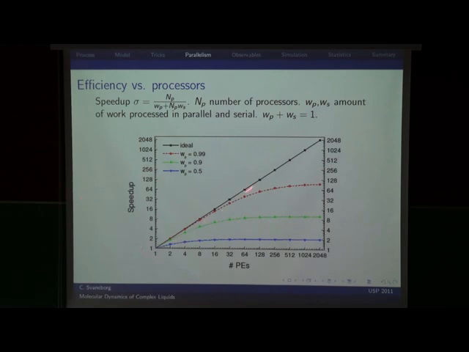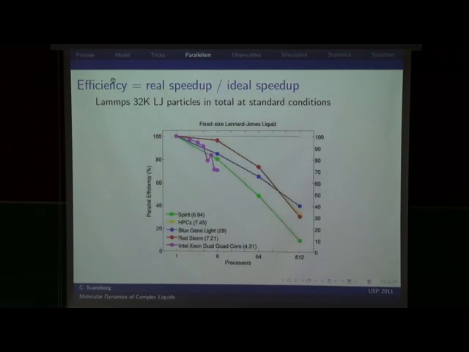The ideal speed up is linear in the number of processors, but depending on how much of the task can actually be run in parallel, we can get much, much worse behavior. And again, this depends. Sometimes it means that if you throw many CPUs at a job, it's going to get slower and slower and slower. So again, there are optimums that you have to figure out by trial and error.